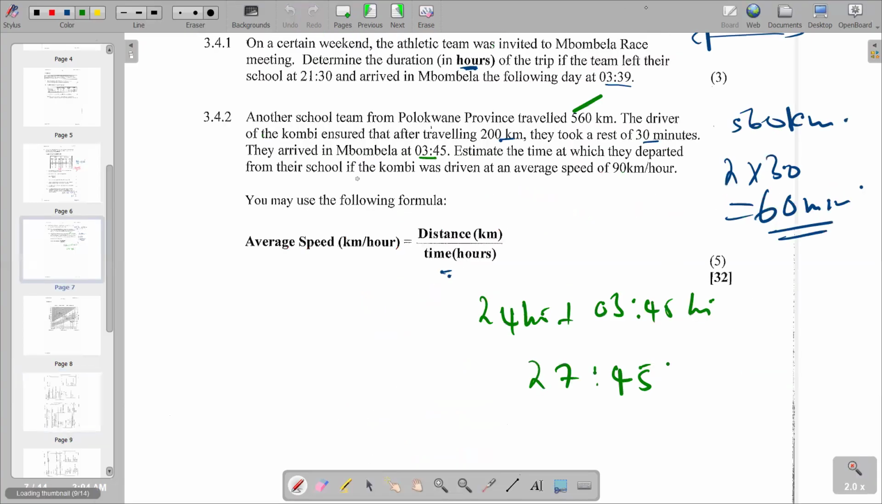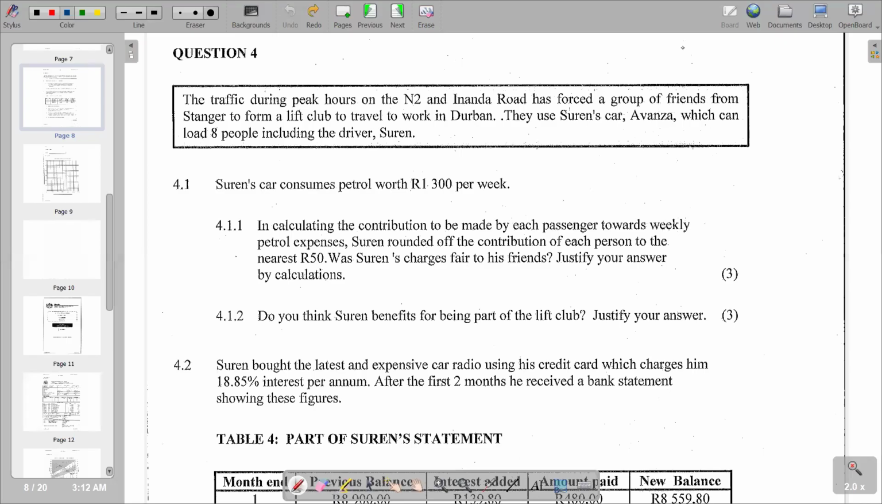Then obviously we need to move on to our question 4, which is the last question that we have. So our question 4 is: the traffic during peak hours on the N2 and in on the road was exposed a group of friends from a stranger to form a lift club to travel to work in Durban. They use Suren's car, an Avanza, which can load 8 people, including the driver, Suren. So 4.1 reads: Suren's car consumes petrol at 1,300 rands per week.